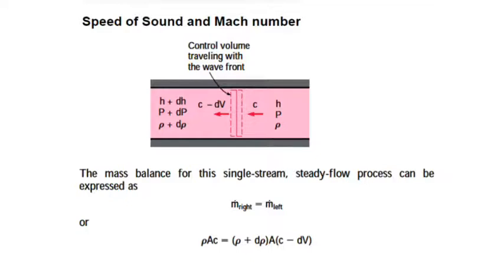Here we are going to write the mass balance equation for a steady flow process. The expression is m dot right, which is equal to m dot left, that is, mass flow rate at the right is equal to mass flow rate at the left. Your expression for general mass flow rate, m dot, will be rho AC. So writing the same relation as rho AC for the right side, and for the left side we will mention (rho plus d rho) A into (C minus dV).